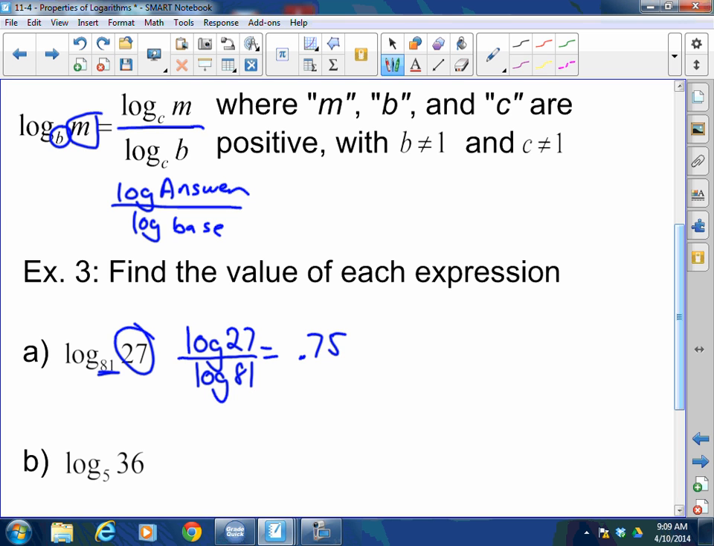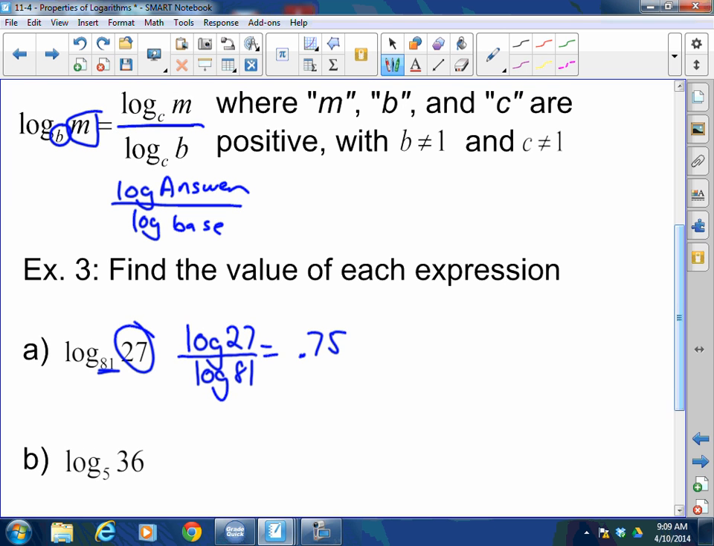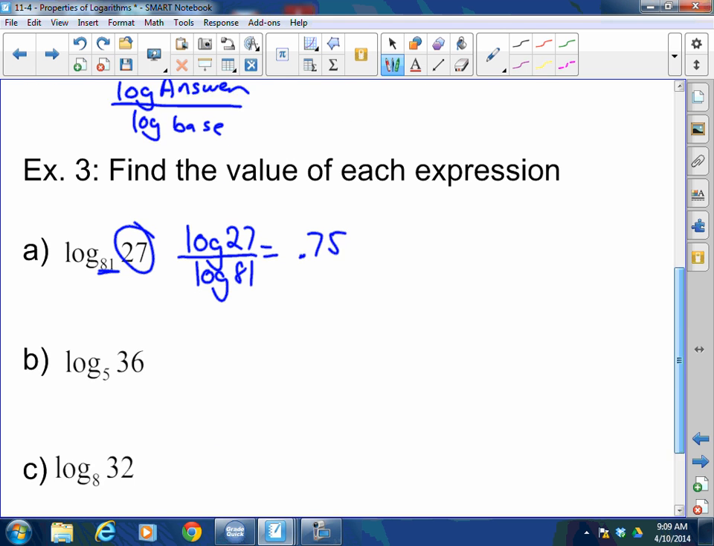Log could be of any base. But what base are we going to use? We're going to use a calculator? Log of 10. We're going to use log. I could do ln as well. It doesn't matter. You can put the log of any base times the answer over the log of that same base times the base of the original.